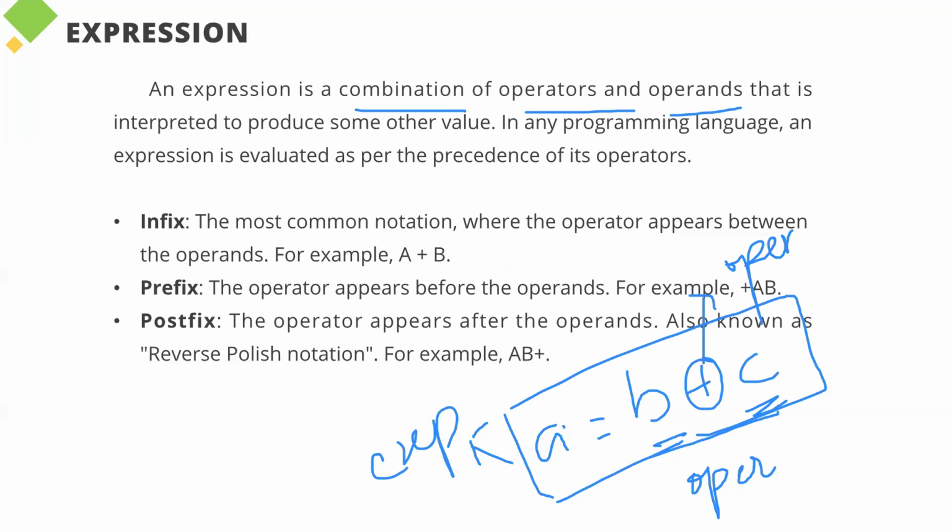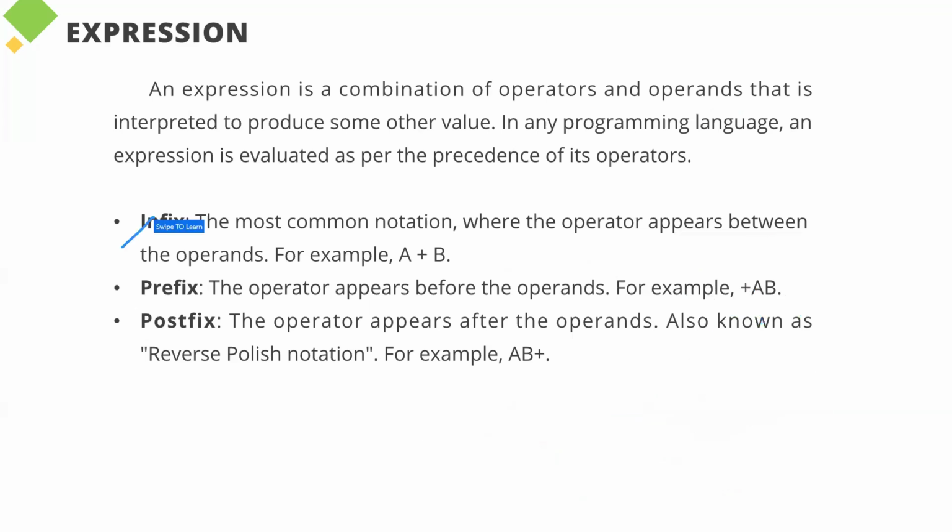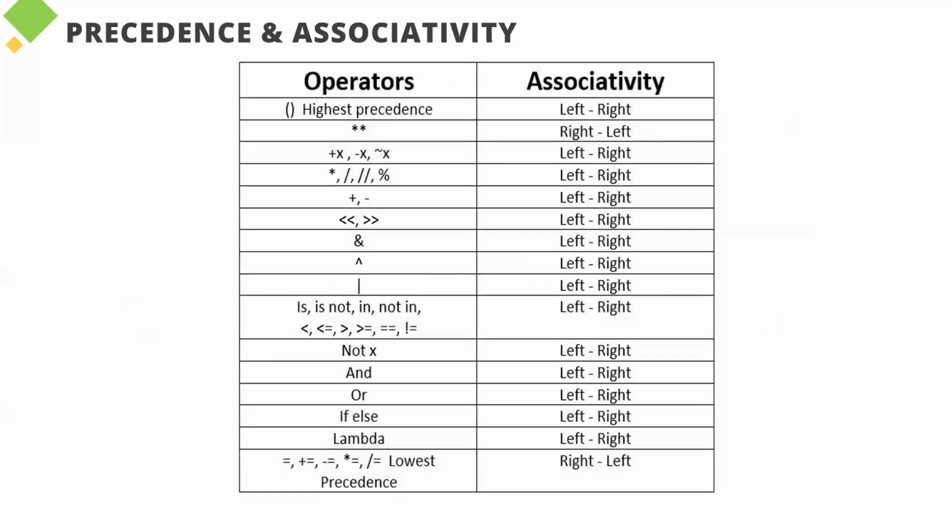And the expressions are classified into three: infix, prefix, and postfix. Infix means the operator is in the middle of the operands. Prefix, the operator precedes the operands. And postfix, the operands precede the operator. These are the types of expressions. Expression evaluations are the most commonly asked bits. Let's see the precedence and associativity.